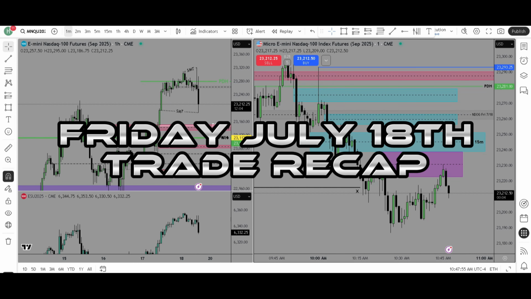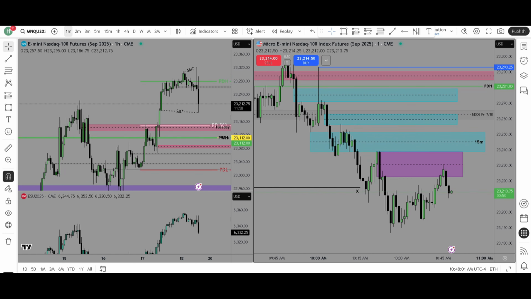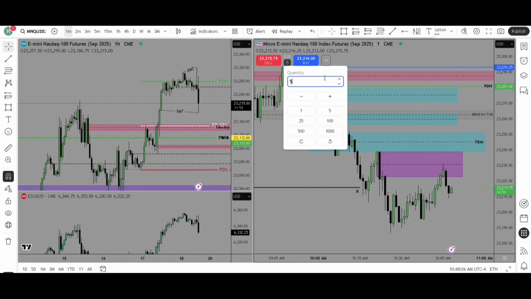Alright, I'm going to break down this trade I just took today, Friday, July 18th. If we look on the left hand side, that's my higher time frame. We see SMT at the highs. We took out previous day high and then started to reverse. So we're looking for shorts here.